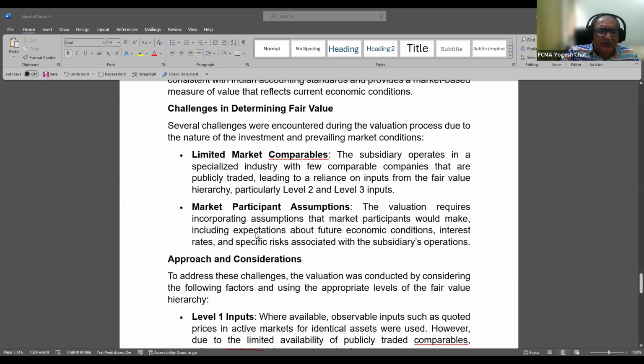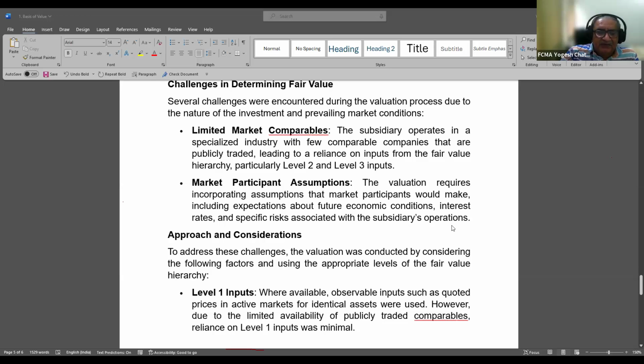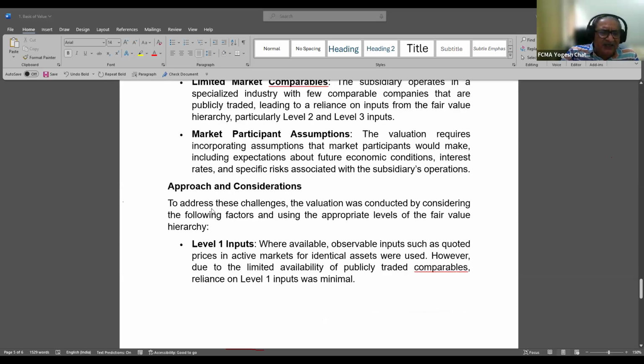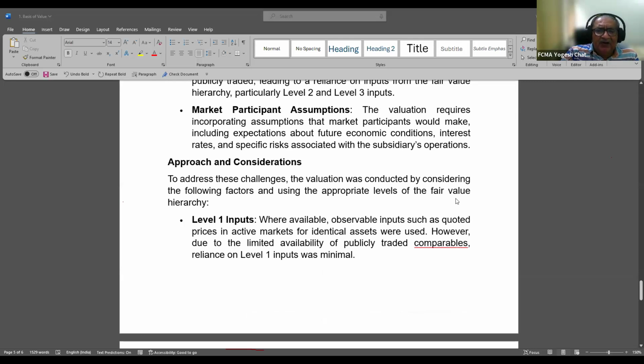Market participant assumptions. Valuation requires incorporating assumptions that a market participant would make, including expectations about future conditions, interest rates, and specific risks associated with the subsidiary's operations. So these are the challenges. To address these challenges, the valuation was conducted by considering the following factors using the appropriate level of the fair value hierarchy. So we have level 1 input. What is the meaning of level 1 input? Where available, observable inputs like quoted prices in an active market, like the Reliance equity share that is listed on the stock exchange, you will easily get the price of a share from the stock exchange.